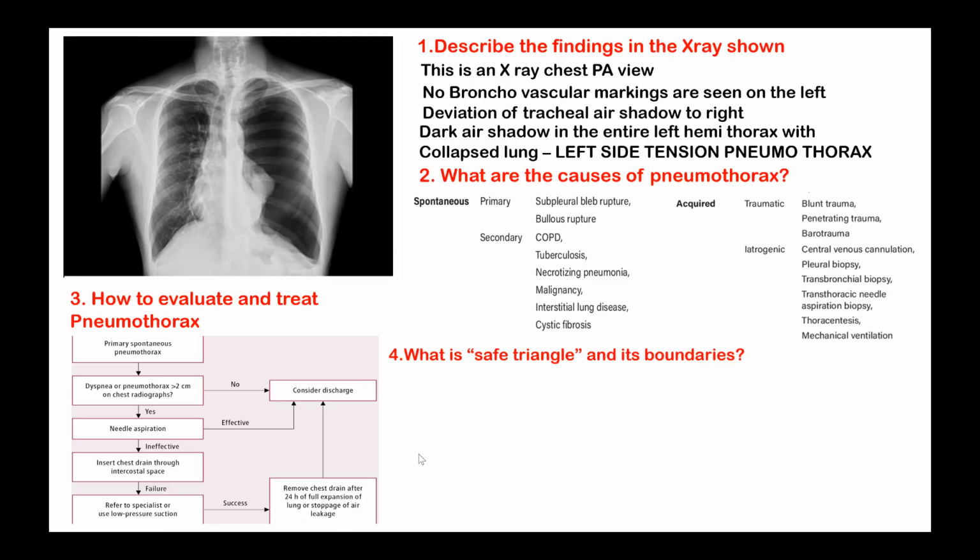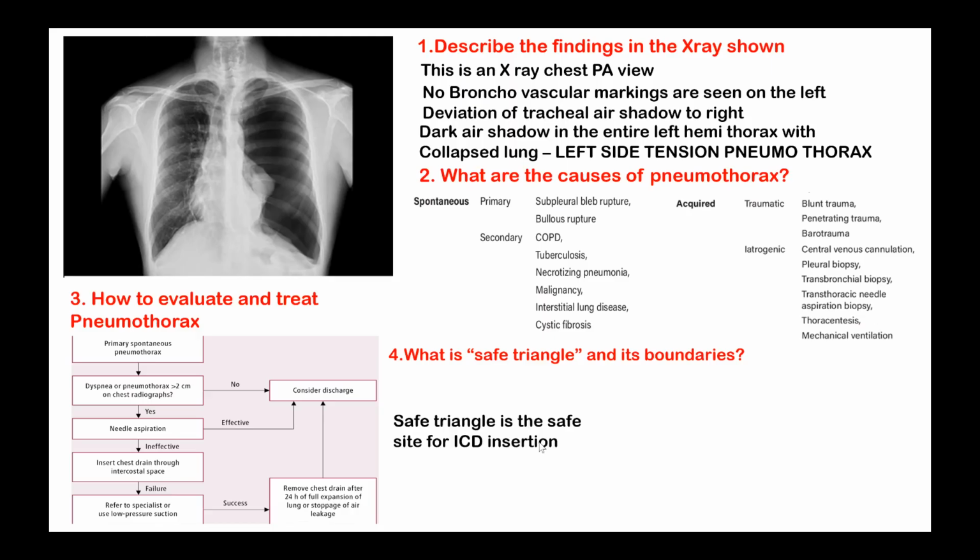What is the safe triangle and what are its boundaries? Sir, the safe triangle is the site where the ICD can be placed. Very good. It is the site for safe introduction of ICD. Now, what are the boundaries? Lateral, the pectoralis major's lateral border, sir. Lateral border. And latissimus dorsi is the posterior border, and the base will be the fifth intercostal space, at the level of the nipple.